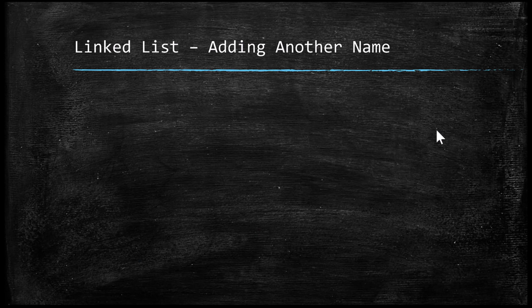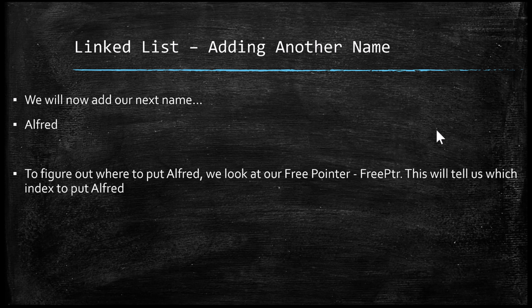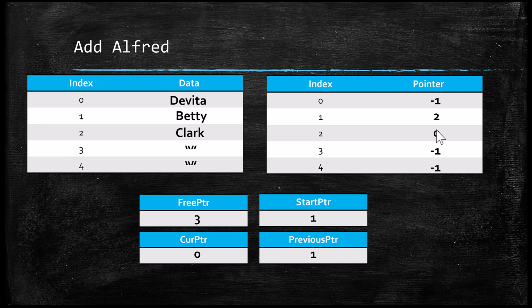So let's add another name. We're going to add Alfred to our list. To figure out where to put Alfred, we look at our free pointer, and our free pointer is now 3. So let's go ahead and add Alfred.